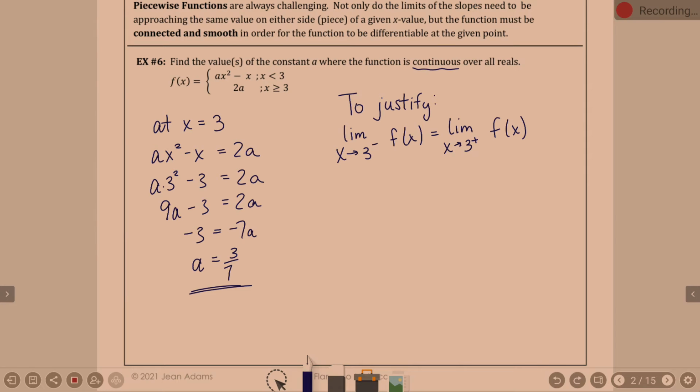Does that make sense? So we have this a value, and so that is going to be our proof. On the left is the ax squared minus x, except we know a to be 3/7. So 3/7 x squared minus x. On the right, it says 2a, except we know a to be 3/7. 2 times 3/7 is 6/7. So 3/7 x squared minus x equal to 6/7.